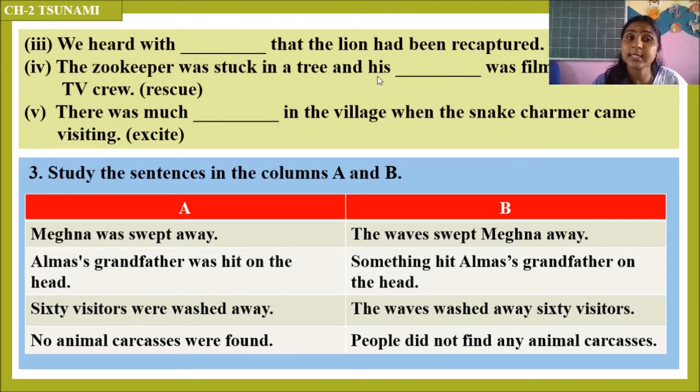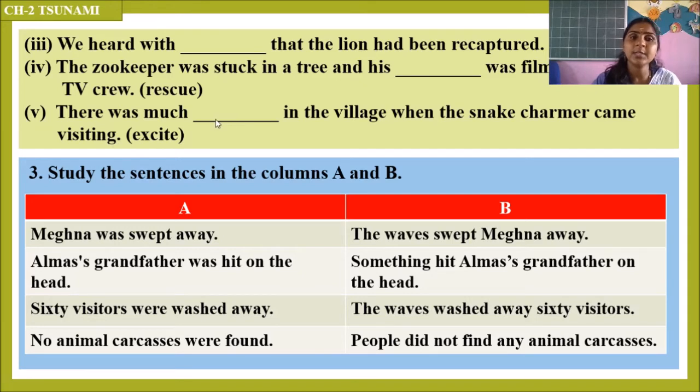So let me read the sentence again. The zookeeper was stuck in a tree and his rescue was filmed by the TV crew. Let me tell the spelling now. RESCUE. Rescue. Write it in this dash. The last question. There was much dash in the village when the snake charmer came visiting. The verb given in the bracket is excite. There was much excitement in the village when the snake charmer came visiting.